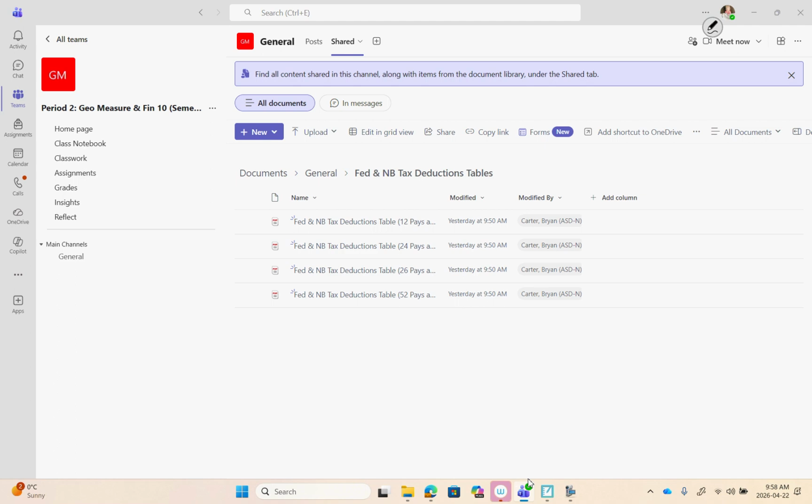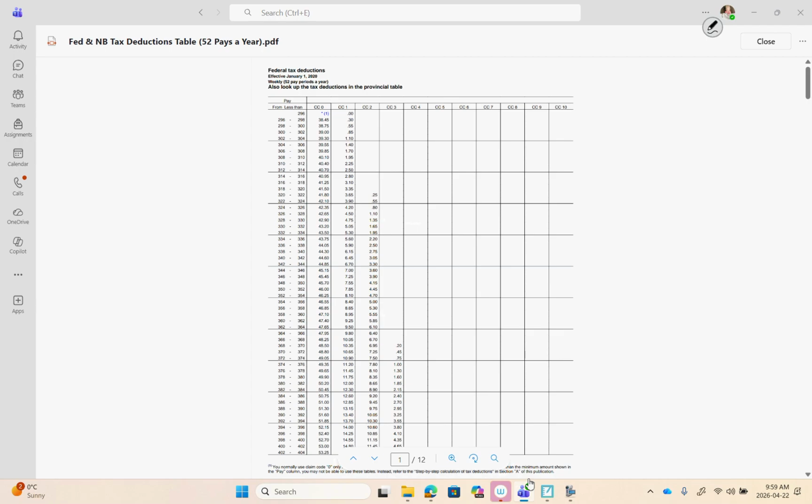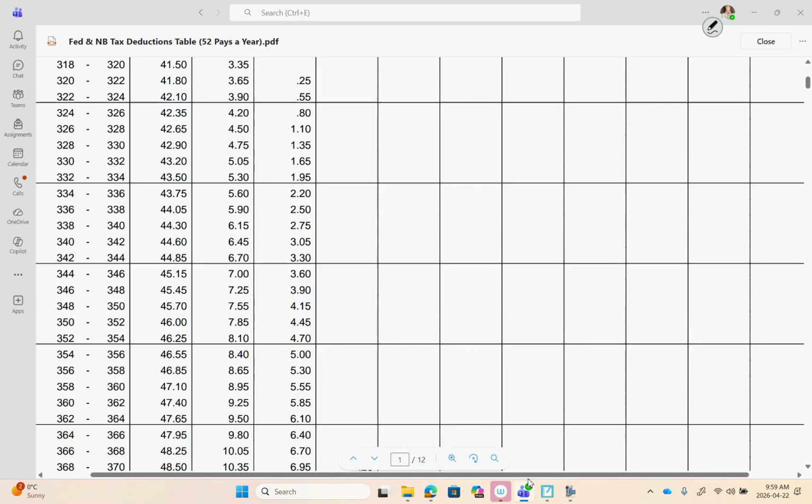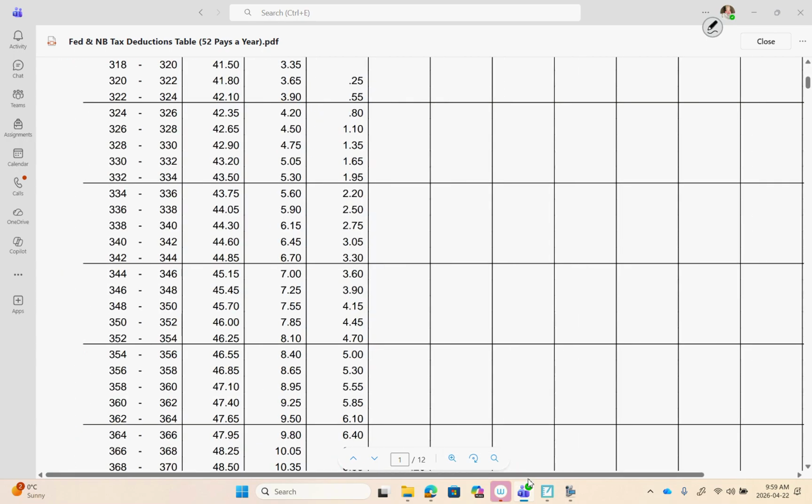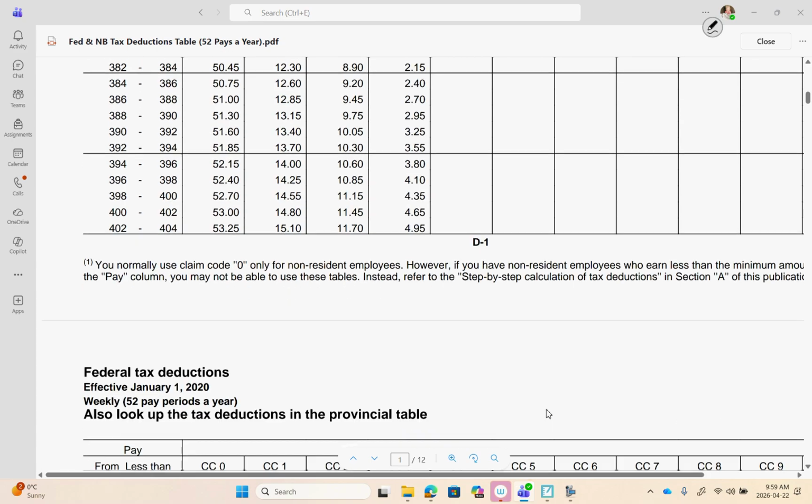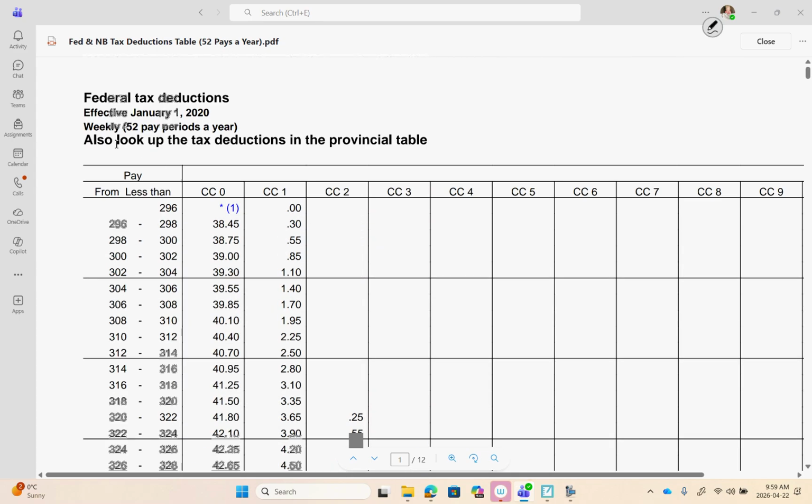How do I know which one to open? The one that says 52 pays, because they're getting paid weekly. I'd use 26 pays if they were getting paid bi-weekly, and I'd use 24 if they were getting paid semi-monthly, and 12 if they're getting monthly. Now it's going to start, I'll zoom this in. It's going to start with the federal tax deductions.